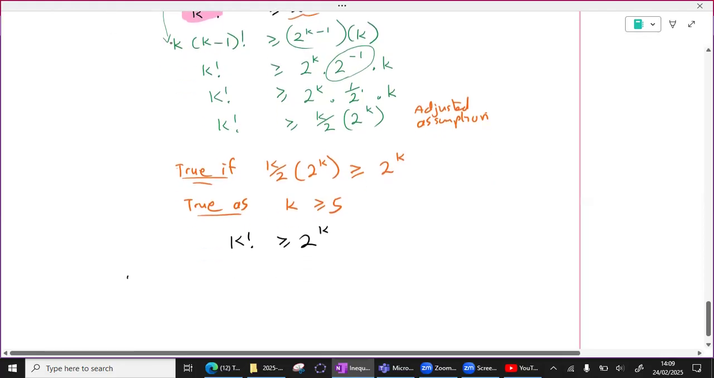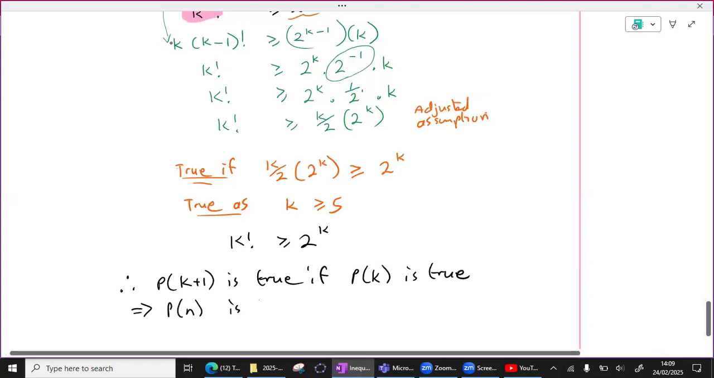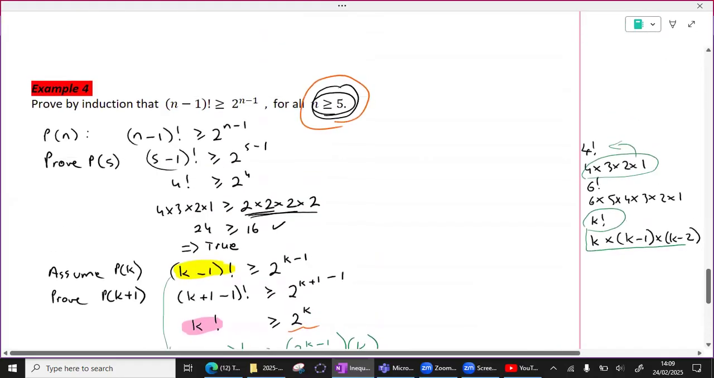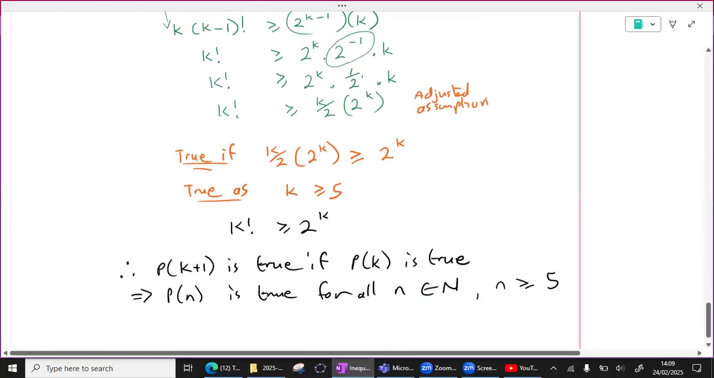So then we do our generic conclusion: therefore, P of k plus 1 is true if P of k is true, and that implies P of n is true for all n that is an element of the natural numbers where n is bigger than or equal to 5. And it is 5, isn't it? Yes, bigger than or equal to 5. And that one is done.